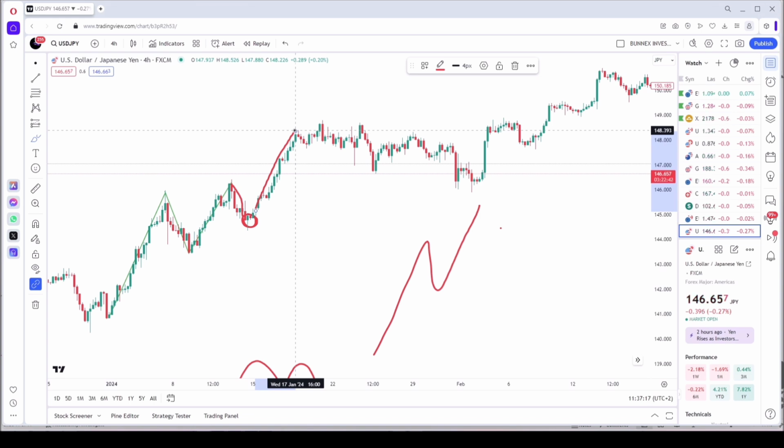So this is the first point where we look for M's and W's depending on the market context. Like in this particular case, this is a point where we will look for a W pattern on the lower time frame. We can see that we are on the H4 time frame.